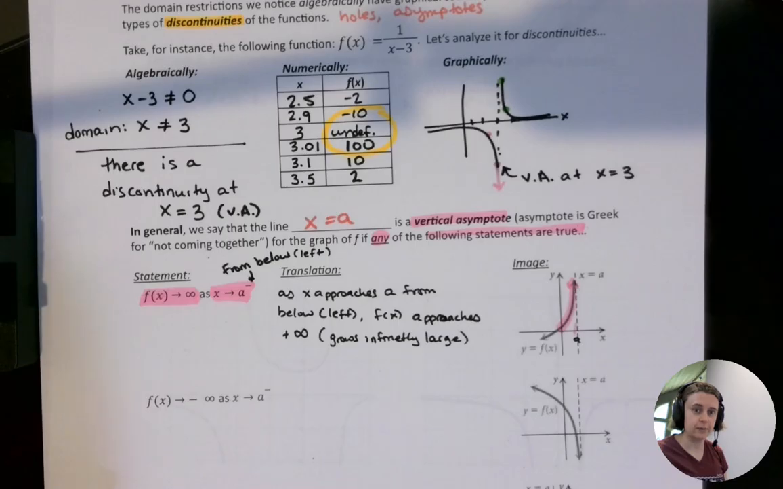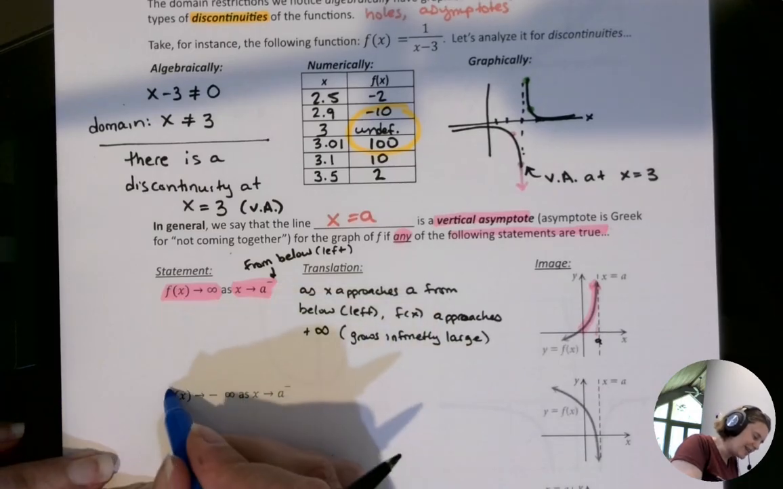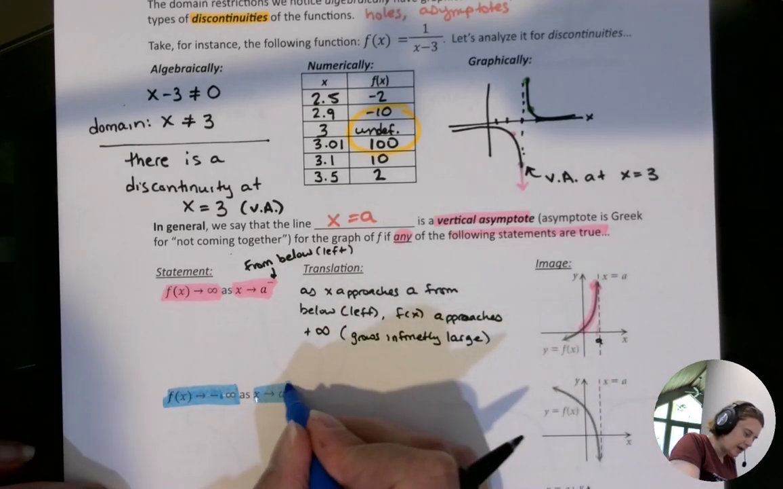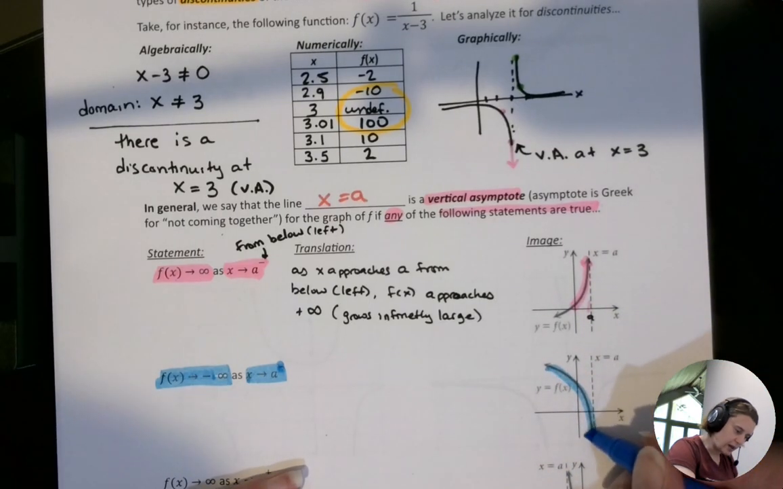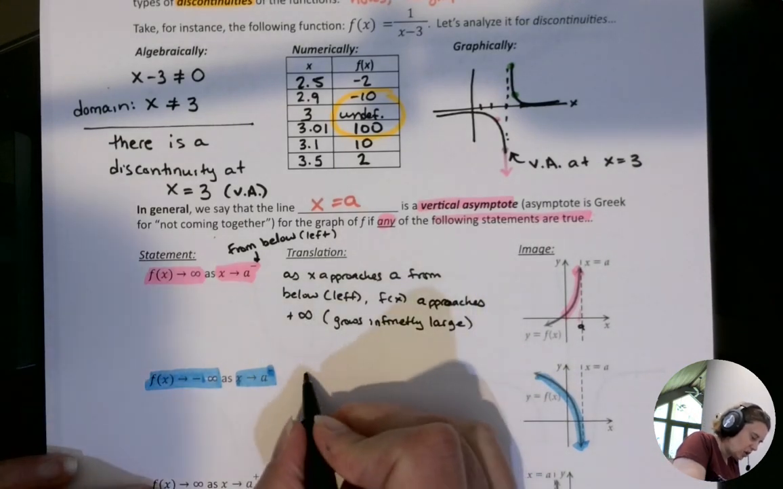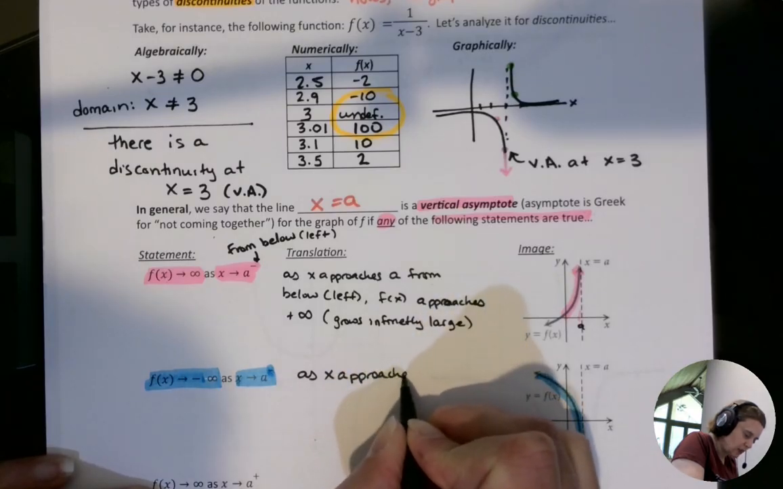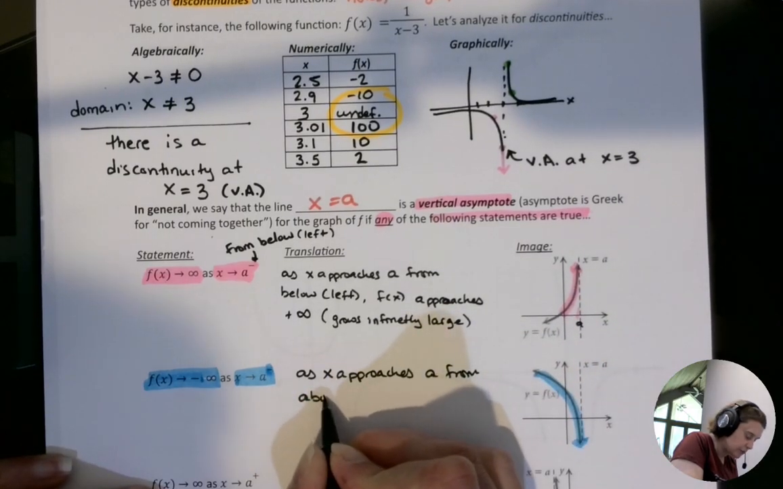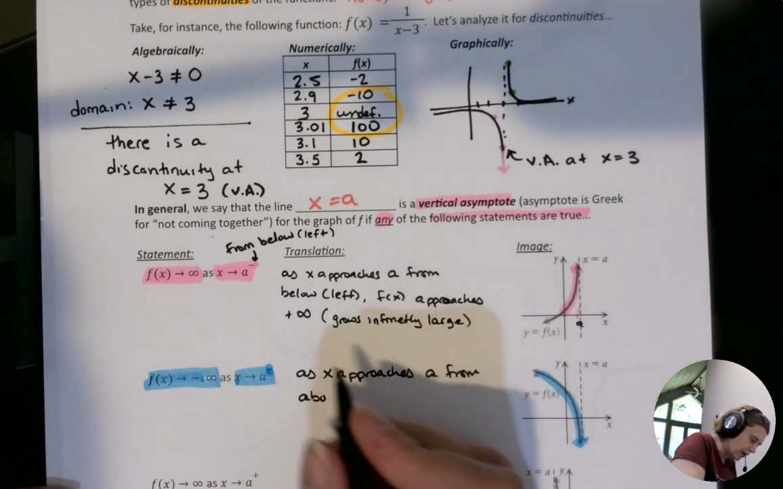So I've written that there in parentheses. Alternatively, we can have a situation where our function approaches negative infinity as x approaches the value a, again from below or on the left-hand side. So again, we're on the left-hand side of a, and we're going down, approaching negative infinity here. So our translation would be as x approaches the value a from above. Oh, sorry, from below. I'm still on the left because of the negative sign right here. I'm already thinking about the next one. So from below.